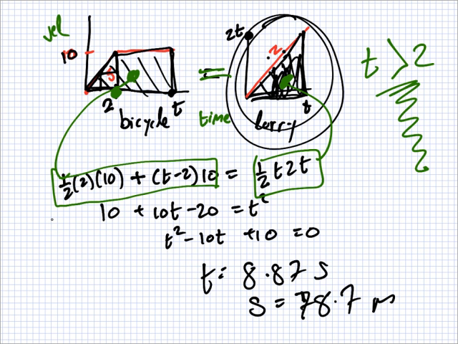So this is the correct answer. Oh, this is right, yeah. It should be 8.87 seconds and 78.7 meters. So what mistake did I make in the video? You put half times 2 times 5 for the first triangle. Terrible, terrible. Alright, well that fixes it now.